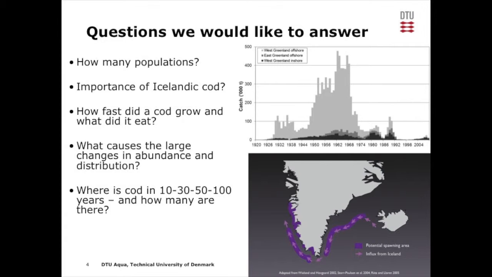Particularly interesting questions are: how many populations are there? What is the importance of cod coming in potentially from Iceland? How fast did cod grow? And what causes these enormous changes in distribution and abundance we see among cod populations? And also, to predict where they will be in the future.